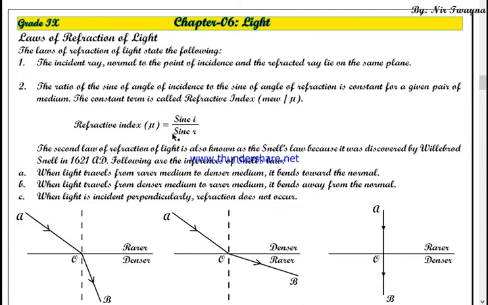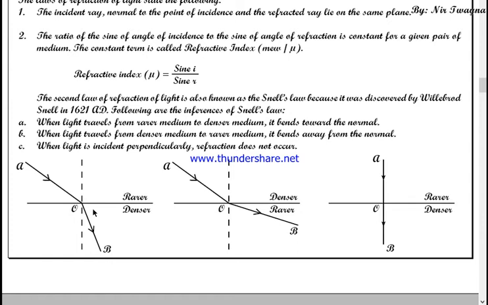Now if we take sine value of these angles, then the ratio will always be constant for a given pair of medium, and that constant is known as refractive index or mu. Refractive index indicates to what extent the light ray is bent when passing through that medium. If the value of refractive index is 1, then there is no refraction.